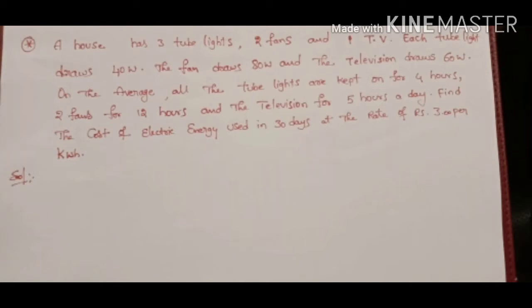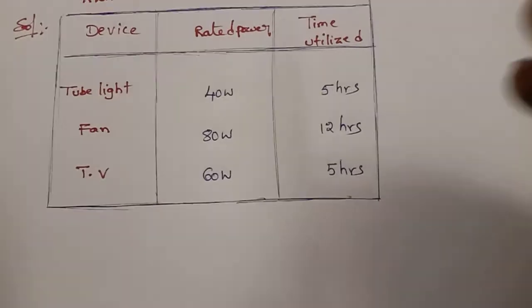Next problem. A house has 3 tube lights, 2 fans and 1 TV. Each tube light draws 40 watts, the fan draws 80 watts and the television draws 60 watts. On average, all the lights are kept on 4 hours, the 2 fans for 12 hours and the television for 5 hours per day. Find the cost of electrical energy used in 30 days at the rate of rupees 3 per kilowatt hour.